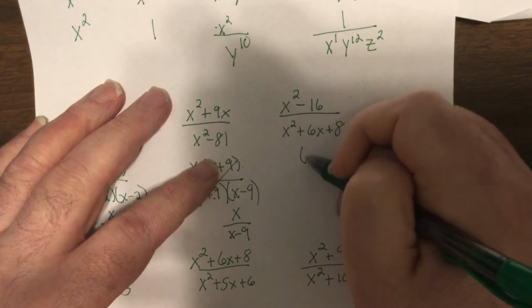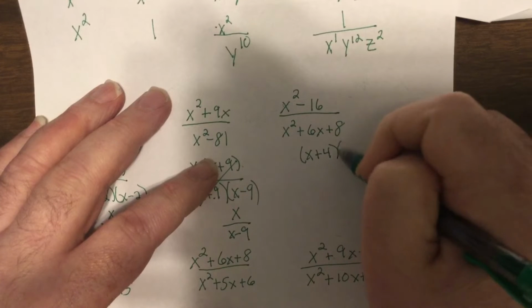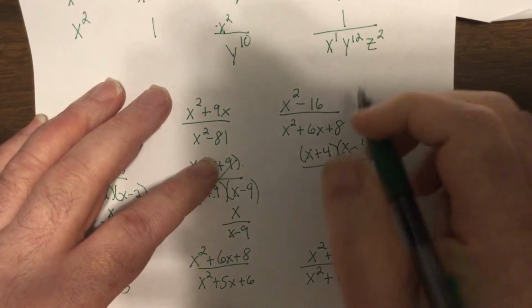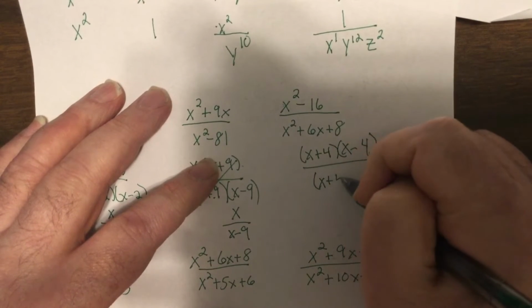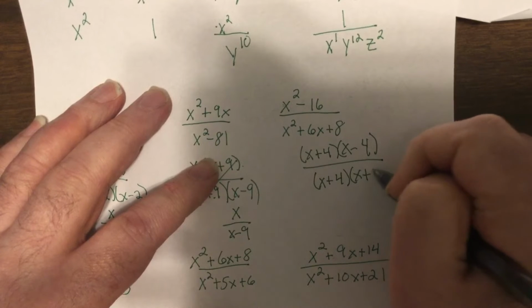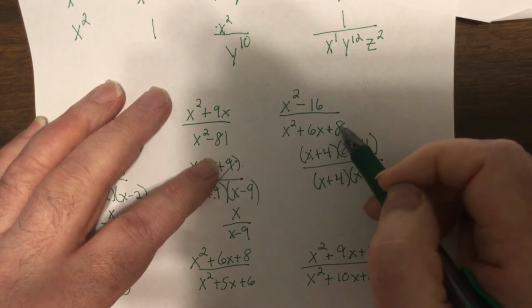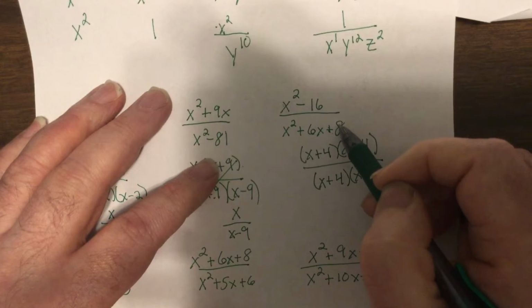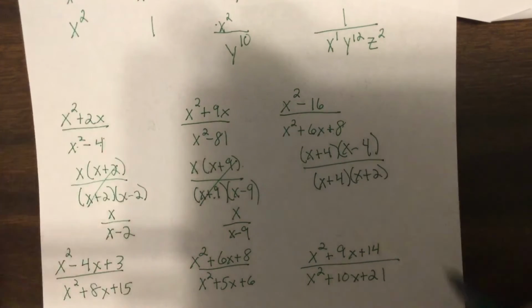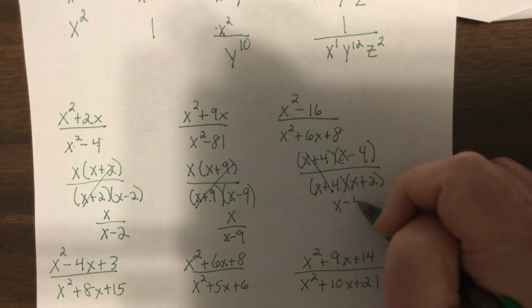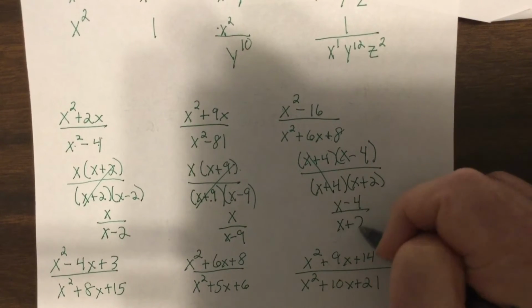Here, this is the difference of squares. Here, it will be x plus 4, x plus 2. Now remember how you factor a trinomial. If the last term's plus, you ask, what do you multiply to get 8, but add to get 6? If the last term's minus, you subtract to get the middle term. Then you have x plus 4 is the same, so it'd be x minus 4 over x plus 2.